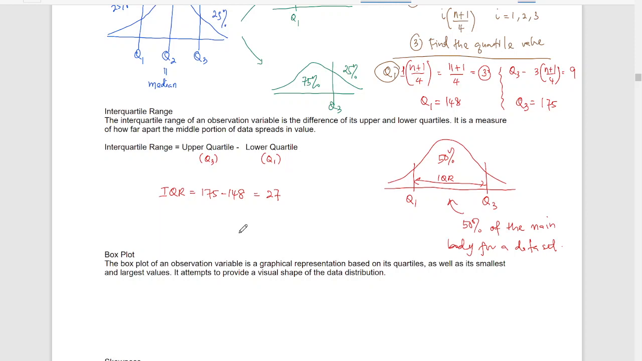So what is the use of this IQR? This IQR can be used to compare the distribution between two or more groups. This is similar to the one we looked at here, whether it is more consistent or more dispersed.